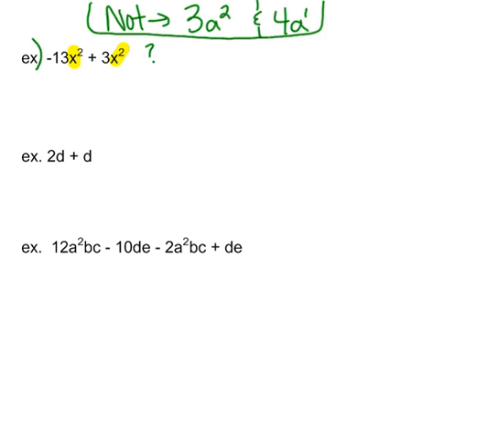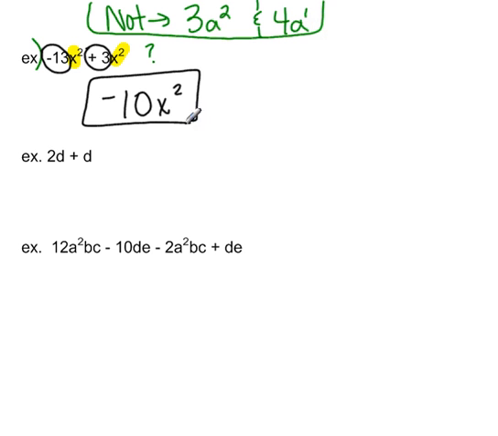So how do you combine them? All we're going to do is add or subtract the coefficients. So we have a negative 13 and a positive 3. Let's add these together. Negative 13 plus 3, and I've got negative 10. But what made them a like term was the fact that both of them had an x squared. So I'm going to keep that coming along. So we've simplified these two like terms and combined them, and this is what we get. So remember, like terms: same variable, same exponents.